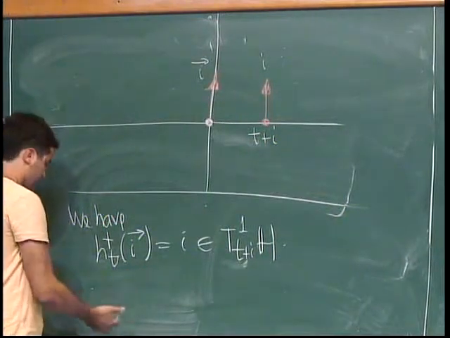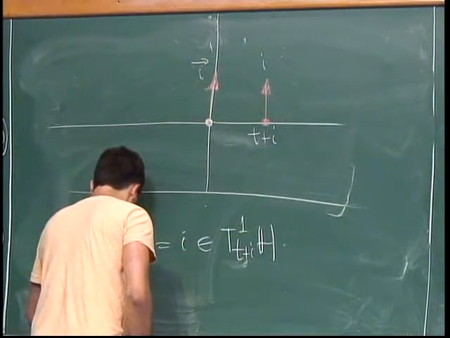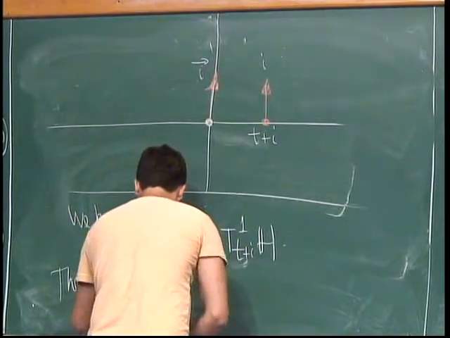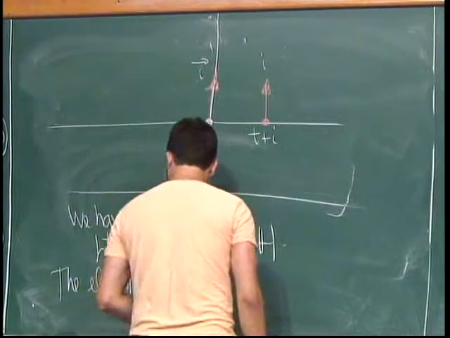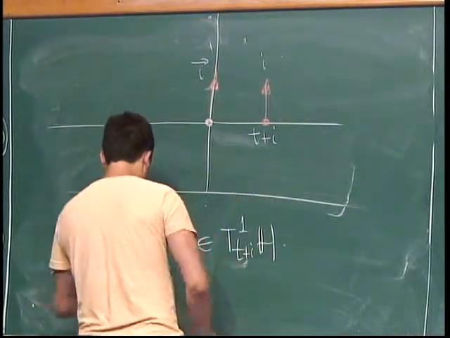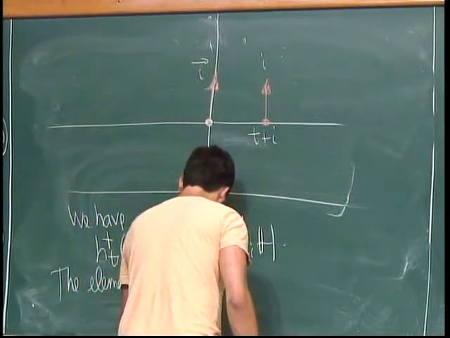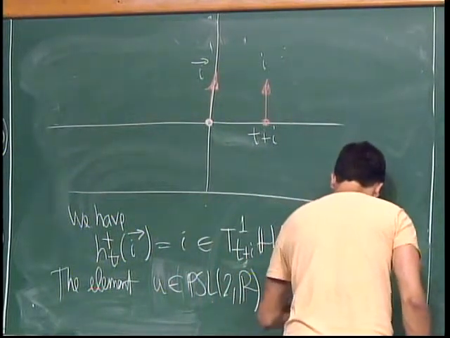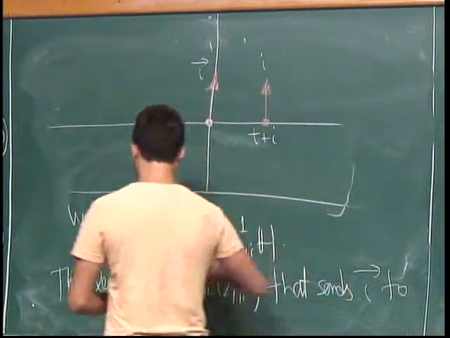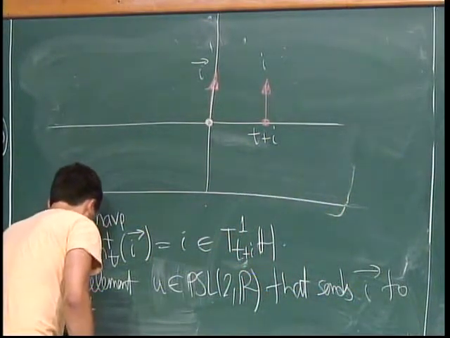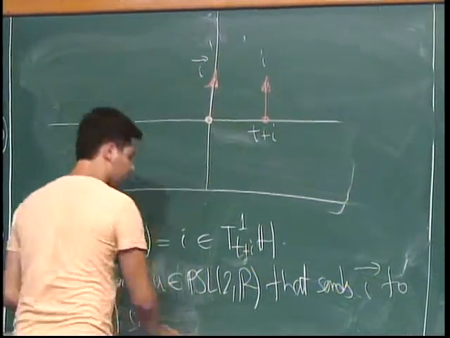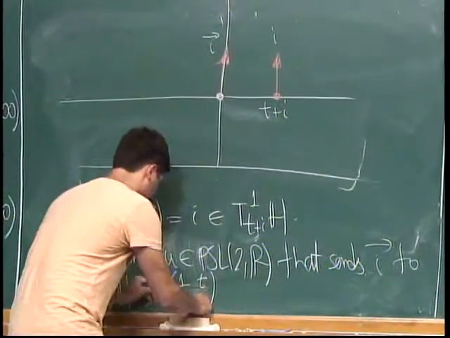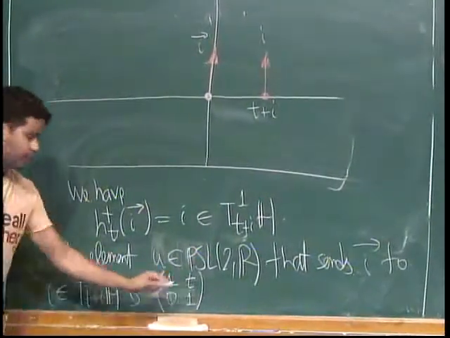And what is the matrix? The element, let's call it U, that sends I to this new vector in T1, at base point t plus I, I claim that it is this matrix here, 1 T 0 1. An upper triangular matrix where the T is here.